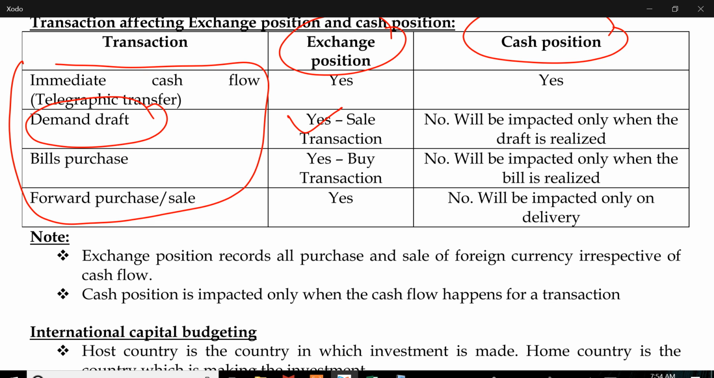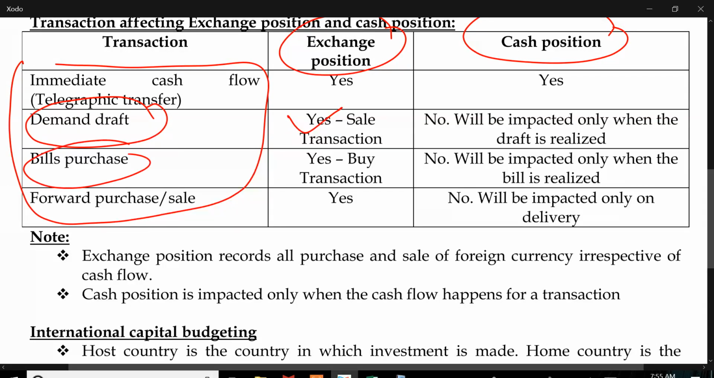You just go to Citibank and say, can you give me a DD of $1 lakh? He gives me a DD of $1 lakh. Exchange position is impacted because there is a future payable or a receivable for Citibank. But the cash position will get impacted only if the DD is realized by the person to whom you have given it. So you give a DD to someone, that DD has to be realized.